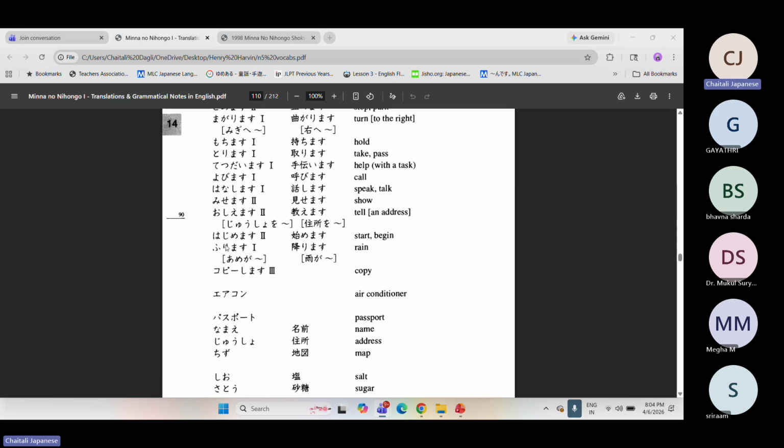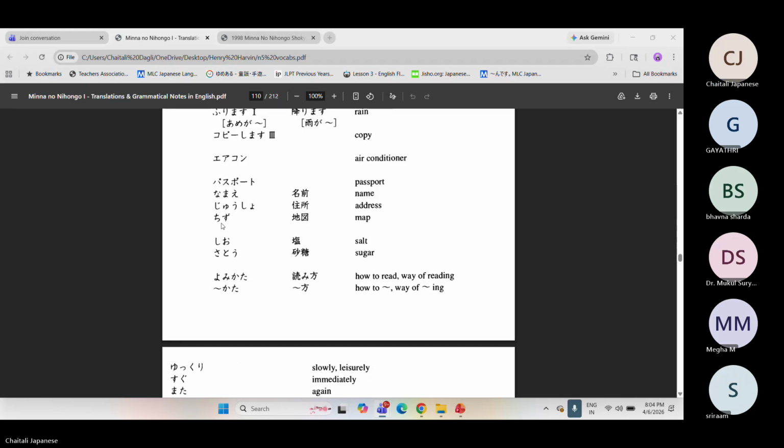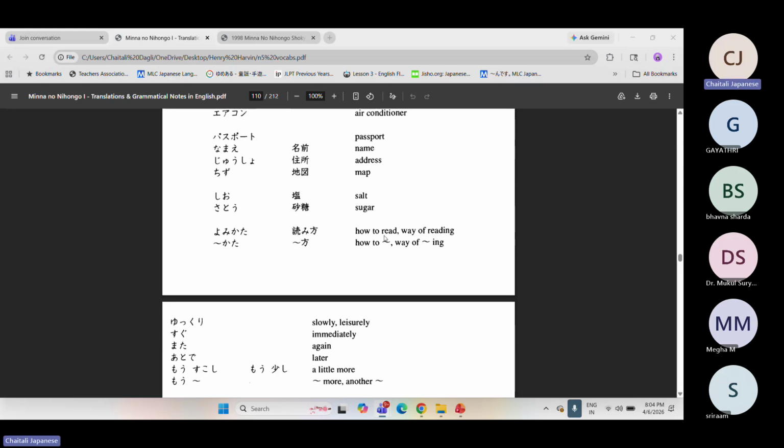Hajimemasu, start or begin. Yomimasu, to read. Kopi shimasu is copy, like Xerox. Aircon, air conditioner. Pasupoto, passport. Namae, name. Jisho, address. Chizu, map. Shio, salt. Sato, sugar. Yomi kata, way of reading. Kata is basically a suffix for way of doing things. Okay, so if you say mi kata, it means way of looking or way of seeing. If you put tabe kata, way of eating. Okay, so kata is basically your suffix of way of doing something.